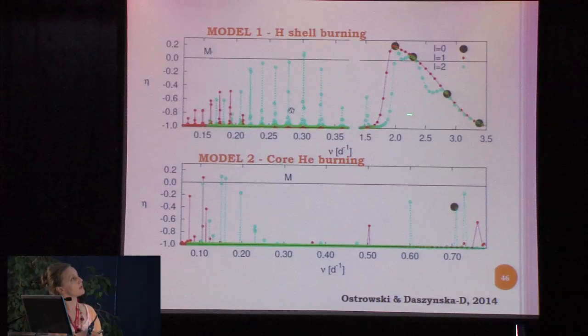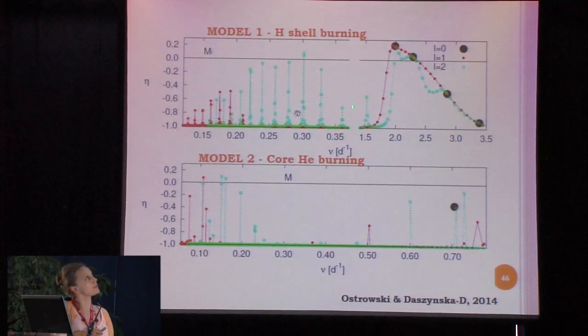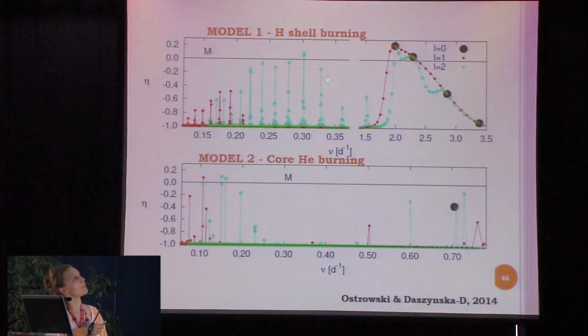And this is the helium shell burning model. This is eta versus frequency, and this is the second model. These models have comparable temperatures and comparable location on the HR diagram. Here in this model you can see the regular patterns which are connected with mode trapping, and here we have one instability and a second instability, and in the case of this model only very low frequency modes are excited.